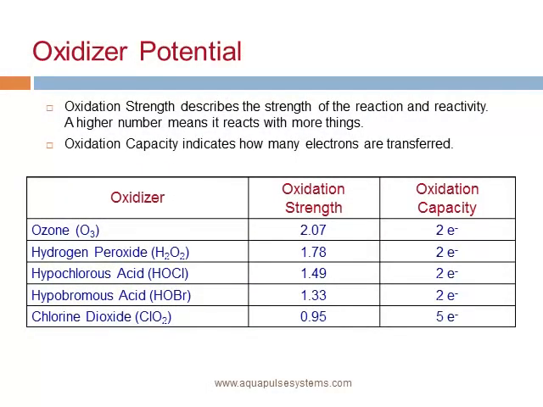Different oxidizers have different strengths. The higher the oxidation strength, the more aggressive and reactive it is, and the lower its stability. Oxidation capacity is the amount of ORP it is able to create. Ozone is the most powerful and least stable, followed by peroxides and then hypochlorous. Chlorine dioxide is lower in oxidation strength, so it is not as corrosive or aggressive, yet a small amount can produce a high ORP due to its high oxidation capacity.